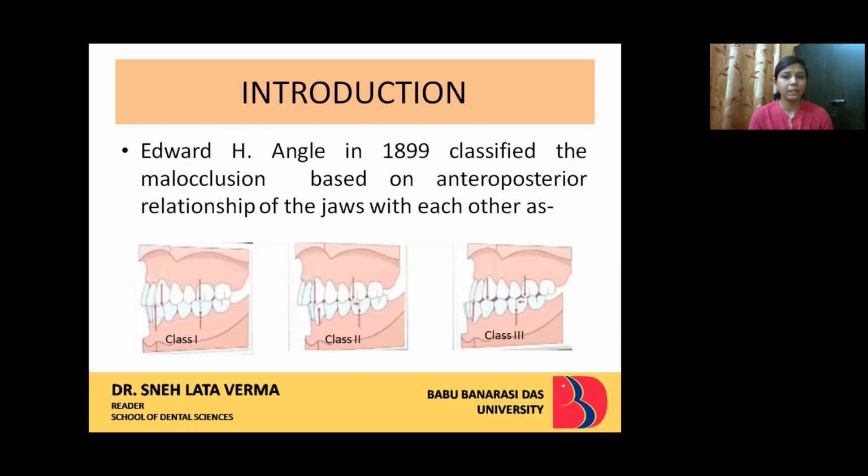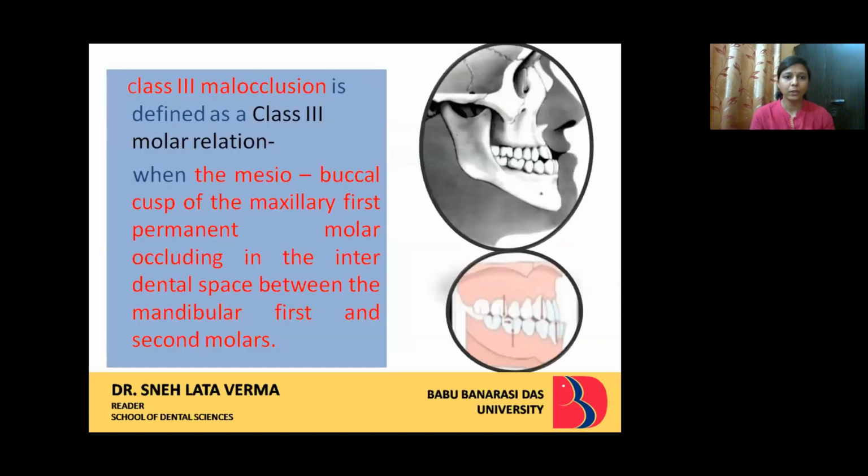Edward H. Angle in 1899 classified the malocclusion based on the anterior-posterior relationship of the jaws with each other as a class 1 malocclusion, class 2 or a class 3 malocclusion. So, according to him, class 3 malocclusion exists when there is a class 3 molar relation, and class 3 molar relation is the condition when the mesiobuccal cusp of the maxillary first permanent molar occludes in the interdental space between the mandibular first and second molars. So this is class 3 molar relation. So the class 3 malocclusion.